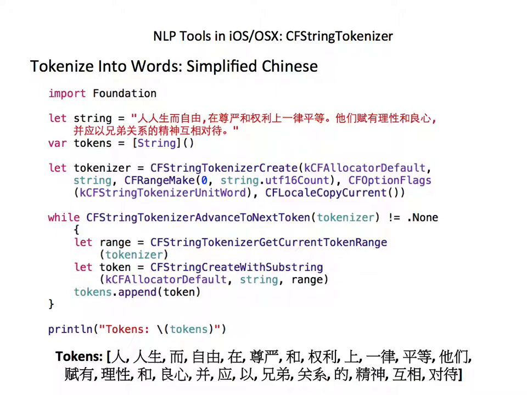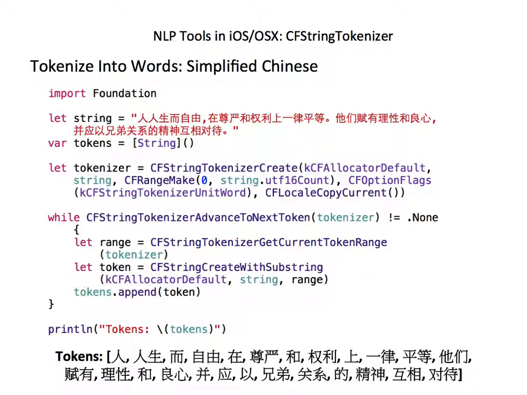Next, we create an array to hold the tokens, and then we're ready to create the tokenizer. We pass in the string we want to tokenize, specify the full length of the string for the range, and set the tokenization option to word. The function also requires a CF locale for region-specific tokenization behavior, and the documentation recommends that this be set to the user's current locale, unless the developer wants to specify a different locale.